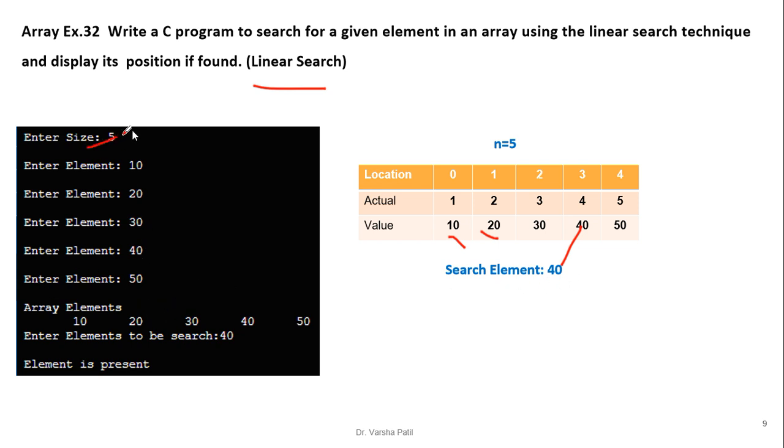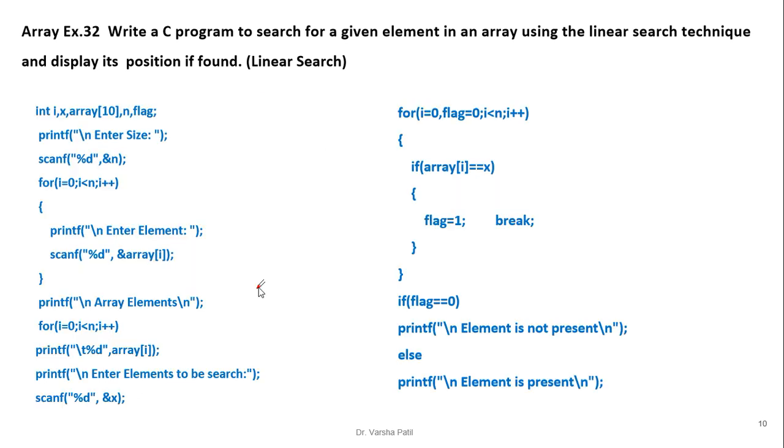For example, we accept the array size, accept the array elements, and display the array elements. After that, we search for an element, and if that element is present, it will print element is present or element found. Now this is the program. Enter the size, enter the array elements, and enter the element to search. When you are doing the programming, don't write down the entire program.